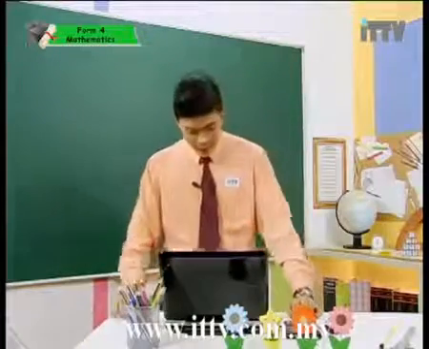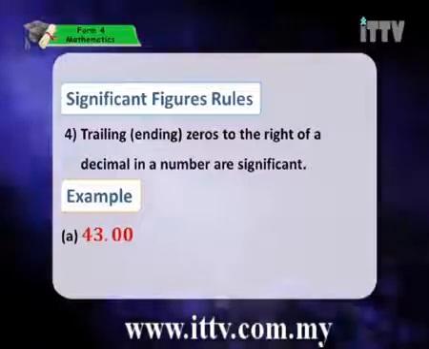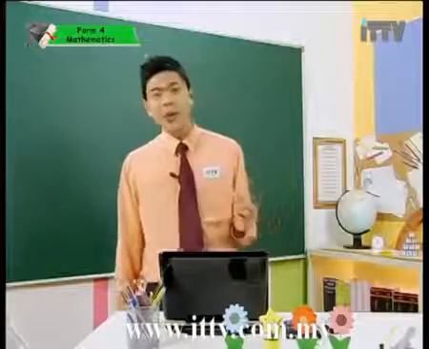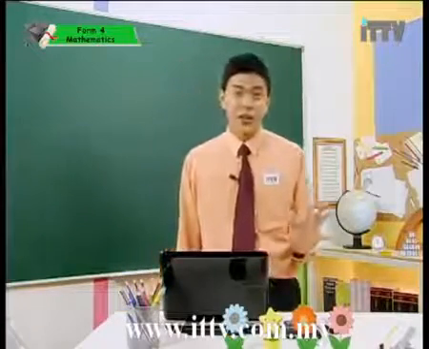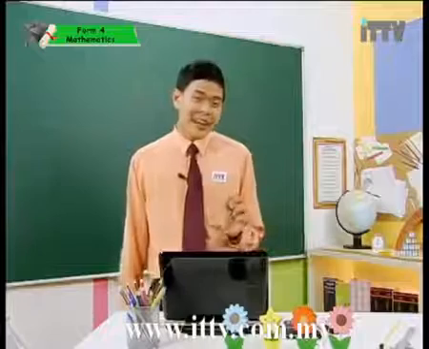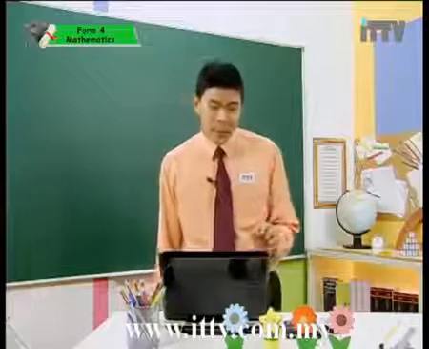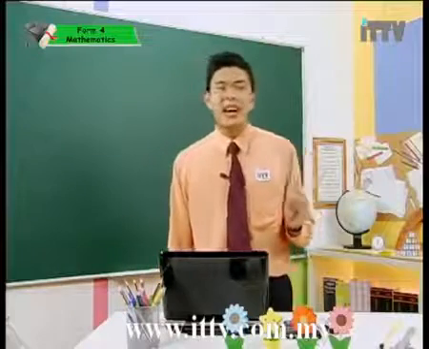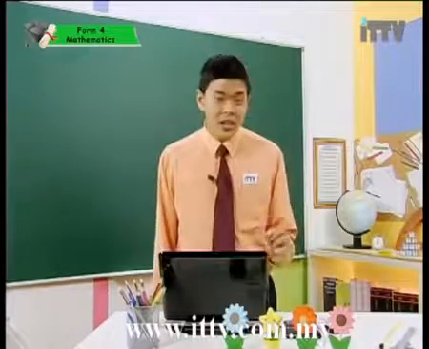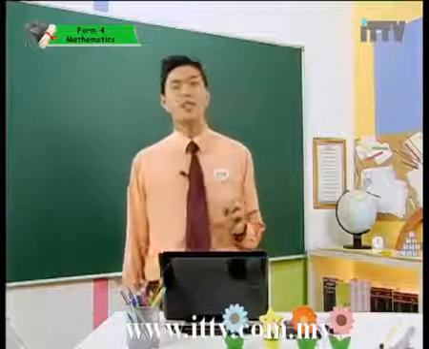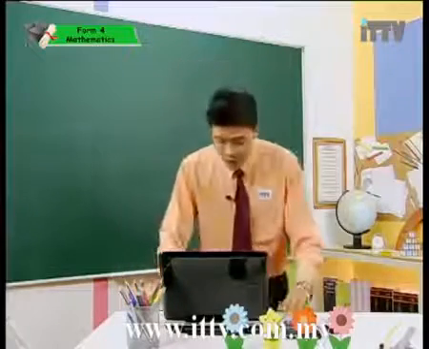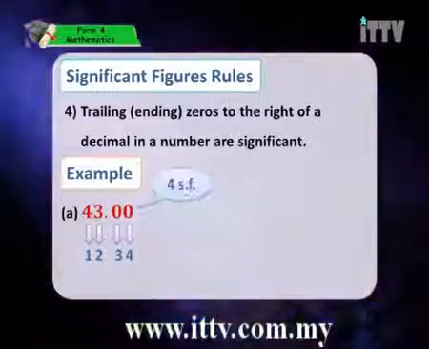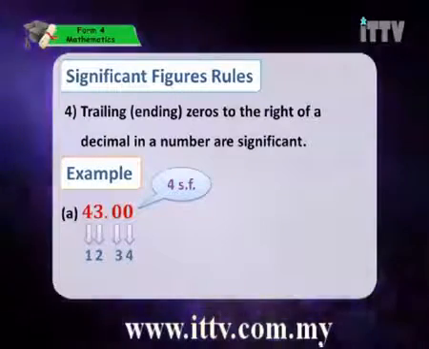So let's look at A, 43.00. Okay, how many significant figures are there? 4 and 3. From rule 1, they are always significant. But look at the 2 zeros. They are after the point, 0.00. So when you have this, it is called rule 4. They are called trailing zeros. So in this case, both of these zeros are significant figures. So follow me. This number has 4 significant figures, which is the degree of accuracy.